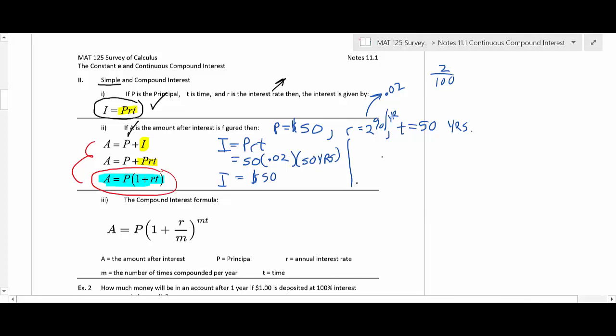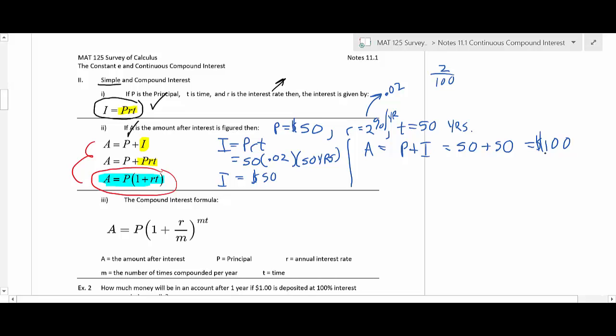So now, if you want to find the amount in your bank, what do you do with those two numbers? You add them, exactly. So we do the principal plus the interest. So that's equal to $50 plus $50. So now you've got $100 in the savings account. That's just because 50 years is a long time.